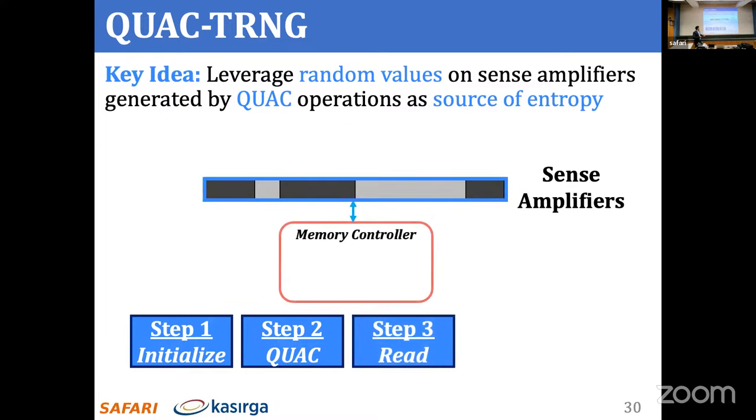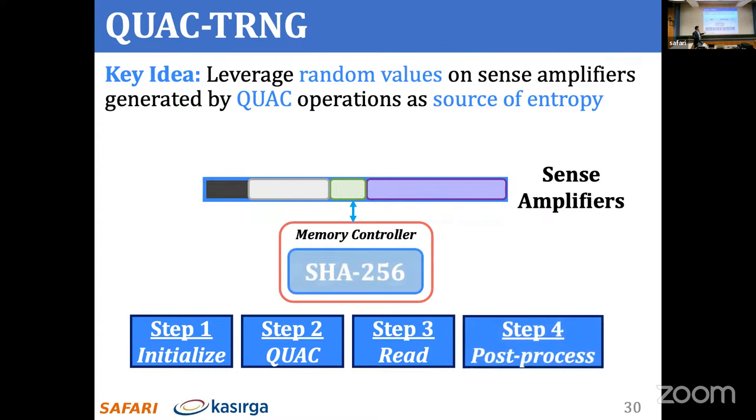And in step three, we need to read these values to the memory controller. And to do that, we characterize the DRAM chips first. This is something I didn't describe yet, and I'll try to describe it in more detail later. Basically, we try to find sets or collections of cache blocks that have a Shannon entropy of 256 bits. We're trying to make sure that we get enough random bits out of the cache blocks we read. And then we read one such set of cache blocks, and we do some post-processing on it using the SHA-256 cryptographic hash function. And then we output a 256-bit true random number.